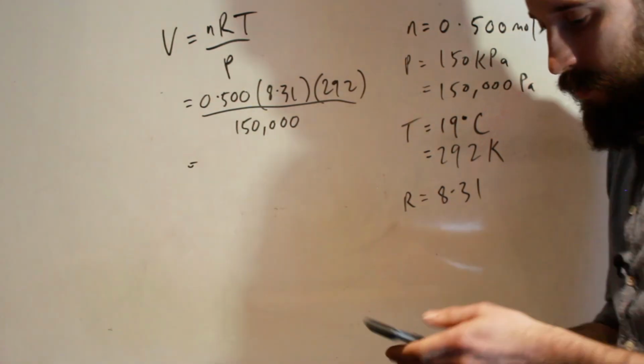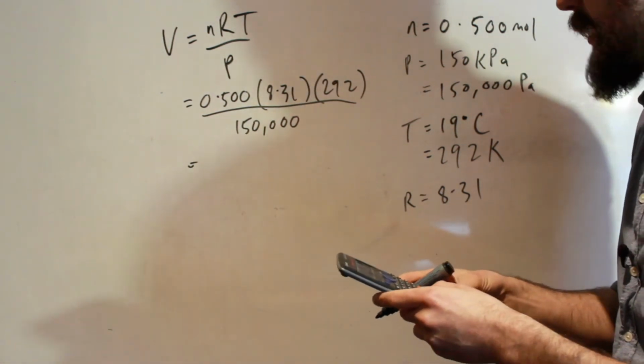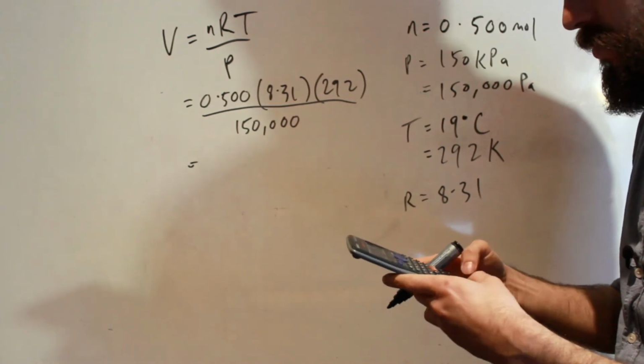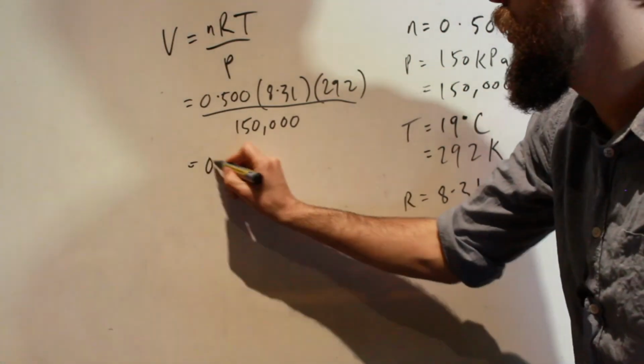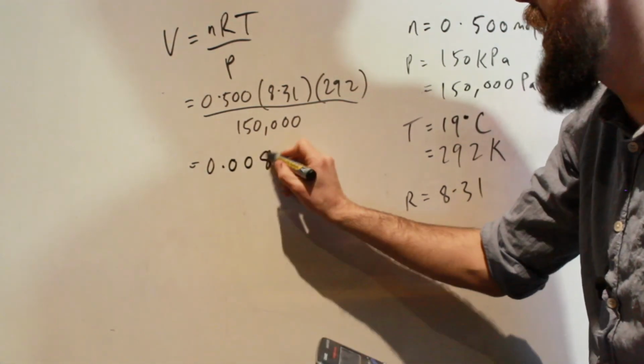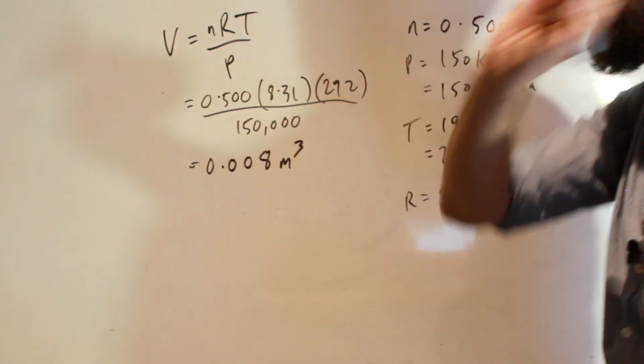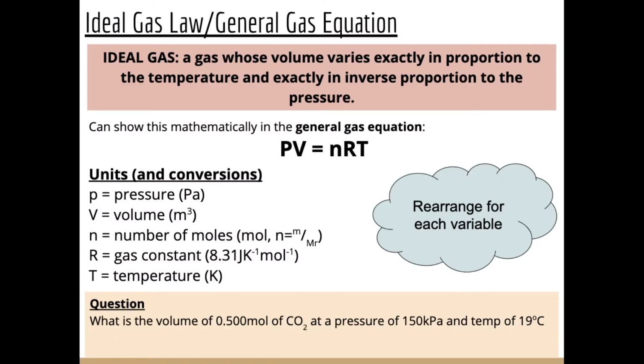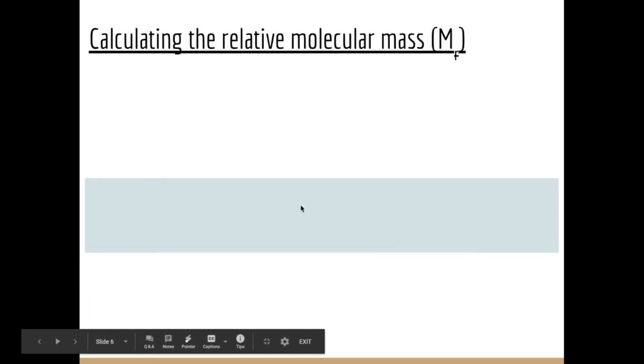Let me grab my calc. If you punch all of these in, 0.5 times 8.31 times 292 divided by 150,000, you will get an answer of 0.008 meters cubed. Our volume with these units has to be meters cubed. And if we go over here, we hopefully get that, 0.008 meters cubed. Significant figures are obviously always important, but for now we're just introducing the idea, so we won't worry too much about that.